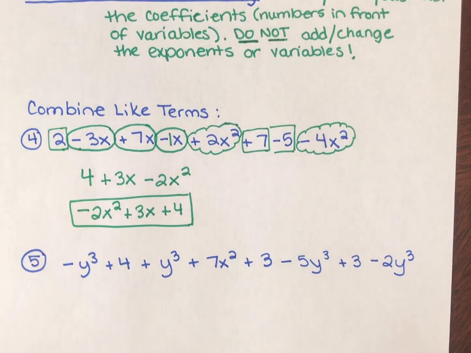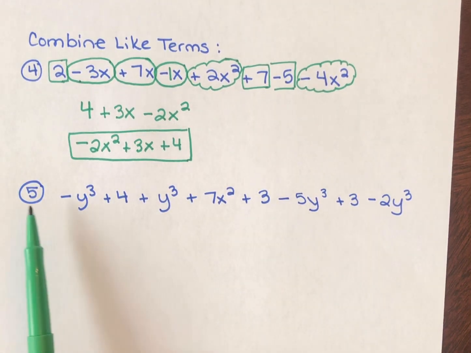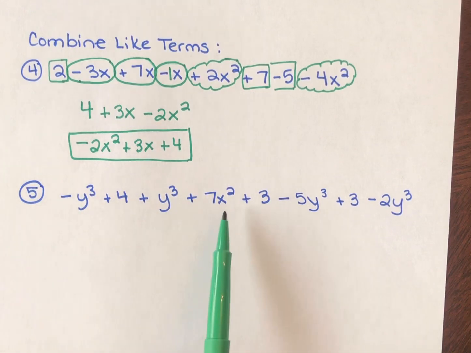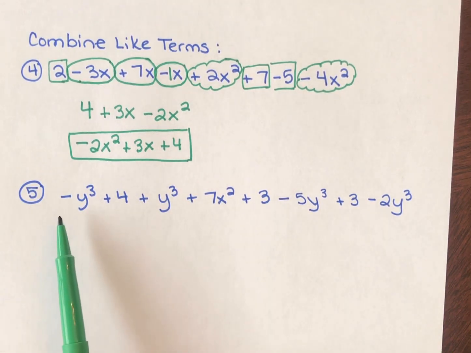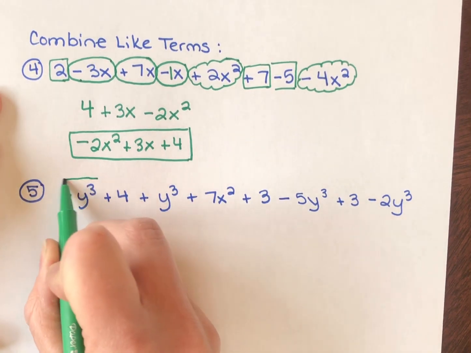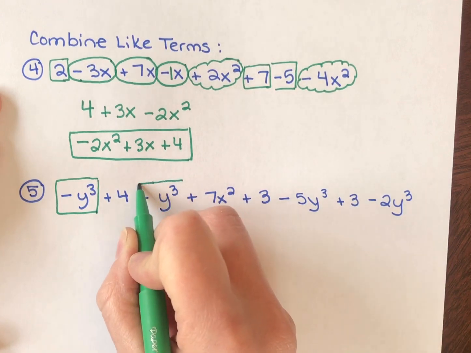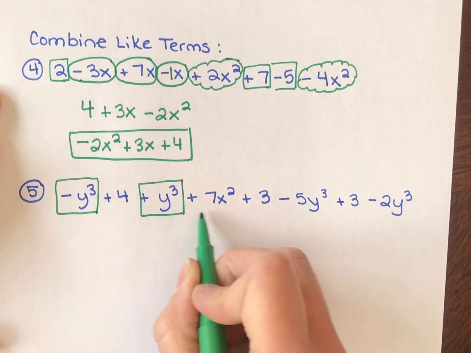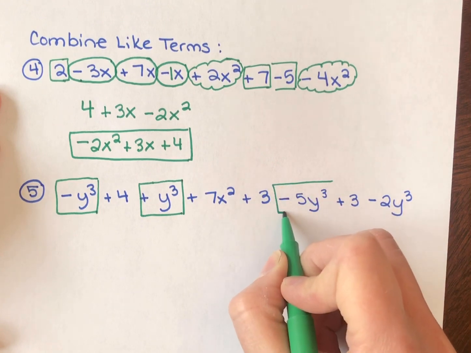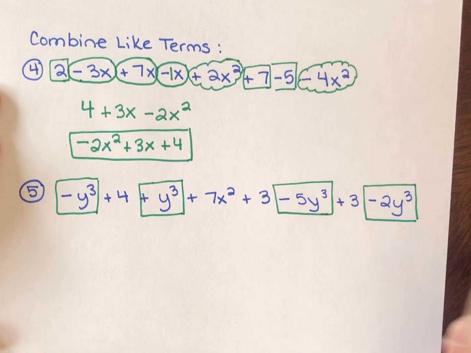Okay. All right. And if I look at my last example here, again, I'm just going to go through and combine all of my like terms. Now, one thing you'll notice here is that number 5, I have some y's, but I also have some x terms. So your answer might have x's and y's in it, which is fine. Just combine the terms that are like terms. So here I have a negative y to the third. So I'm going to look for any other y to the thirds. I have another positive y to the third. If I keep looking, I have a negative 5y to the third. And then I have a negative 2y to the third.